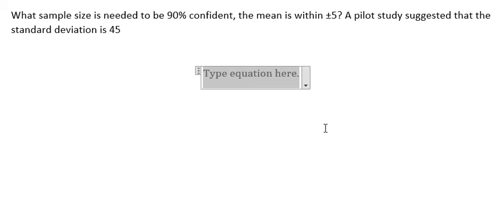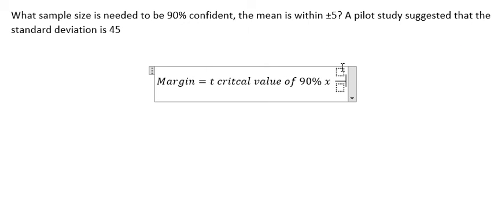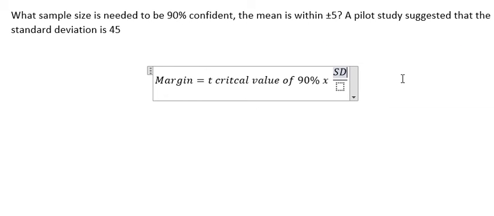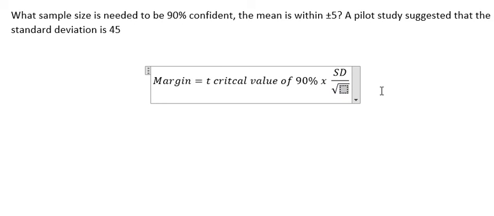We have the margin equals the t critical value of 90% confidence multiplied with the standard deviation divided by the square root of the sample size.